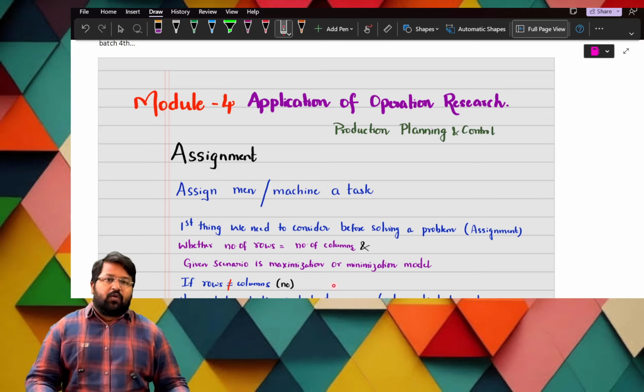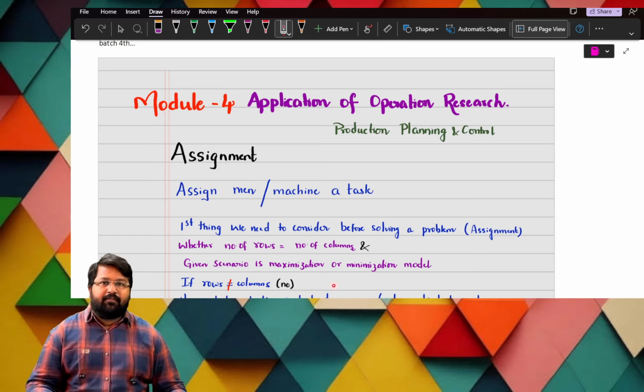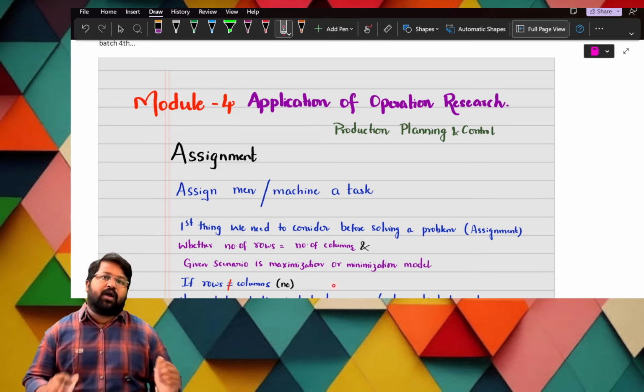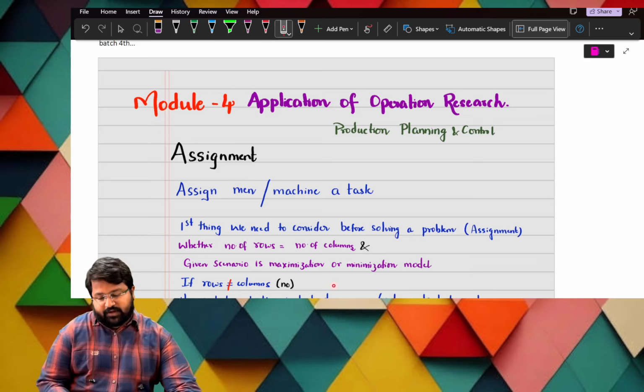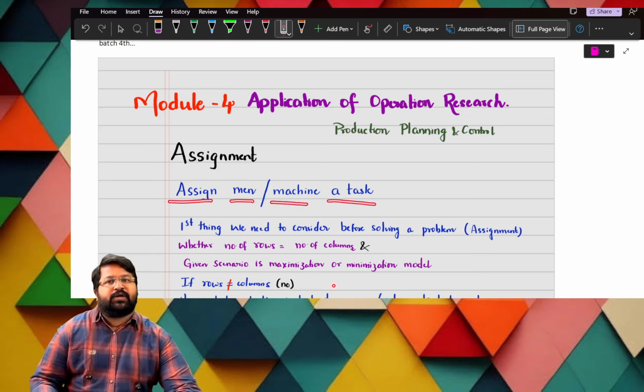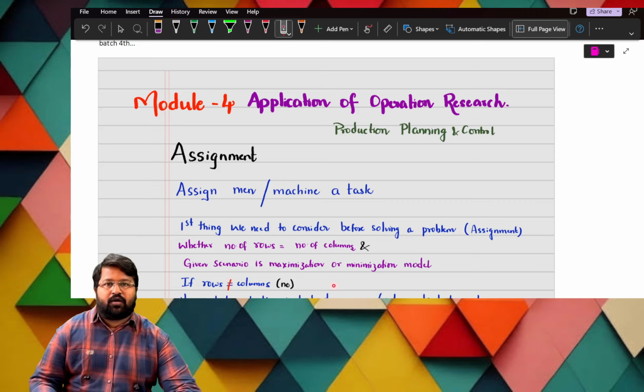Without any further delay, I'm directly entering the most important part of our assignment. What is meant by assignment? I have written: assign men or machine a task. What does assignment mean? We are assigning tasks or work to men or to machines.